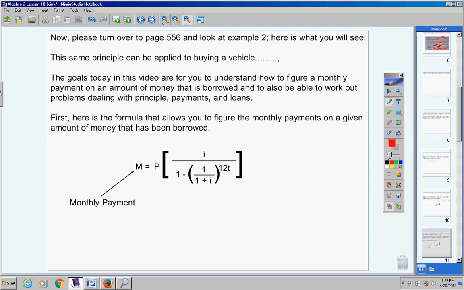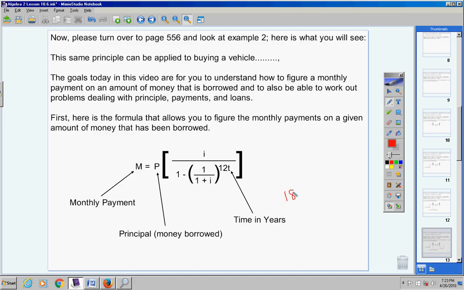M stands for your monthly payment. P stands for your principal, or in other words, the money that you borrowed, how much money you borrowed. T stands for time, but your time must be in years. For example, if I told you that a loan was for 18 months, you would not put 18 in for T, you would put 1.5, because 18 months is 1.5 years. So time must be in years, okay? T stands for time in years.